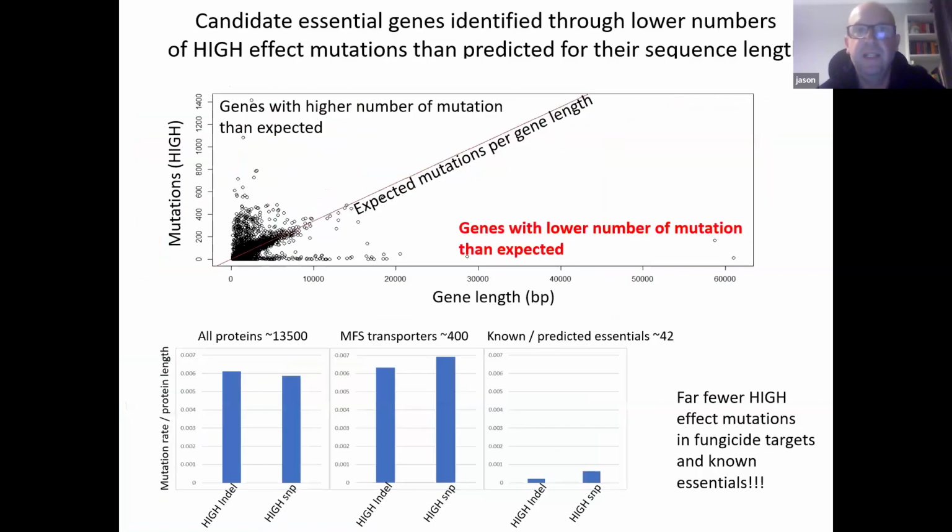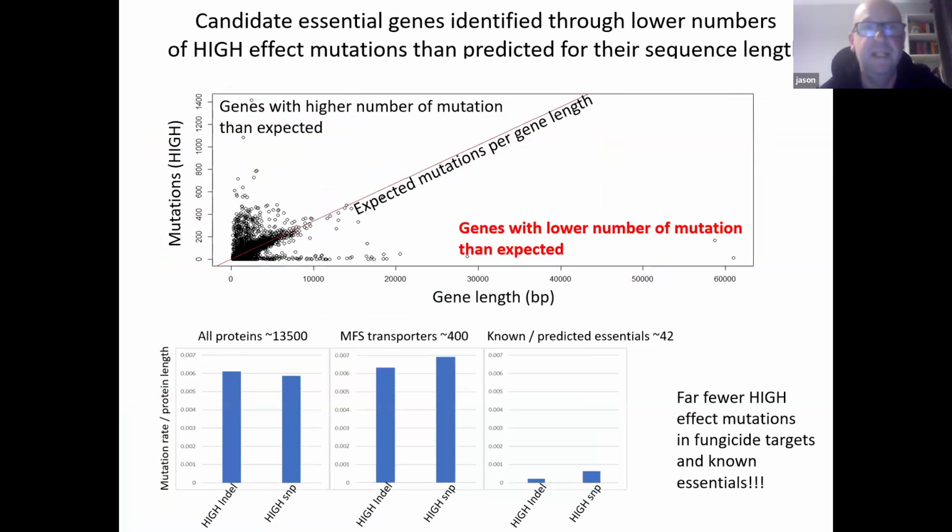So the top here is the global overview of the data that we got, which was kind of great. This is just data for the high effect mutation rate relative to the predicted length of the protein or the gene, as it's expressed here. If there's no link between mutation rate and gene length, most of the data should fall on that line of expected mutations per gene length, and many does, as you can see.